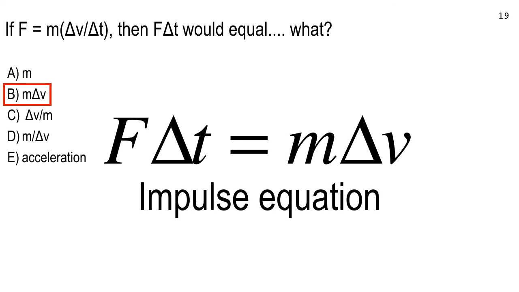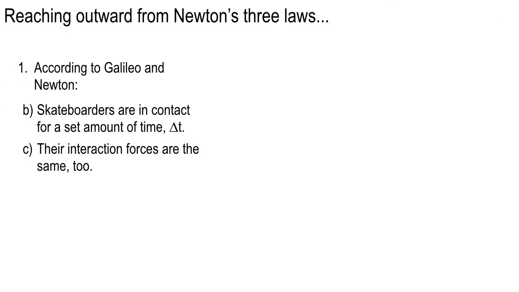Now the impulse is the left side, F delta t, that's the impulse. You know, a force times a time. And m delta v is going to get us to the concept of momentum. So F delta t equals m delta v, the impulse equation. Let's keep going.